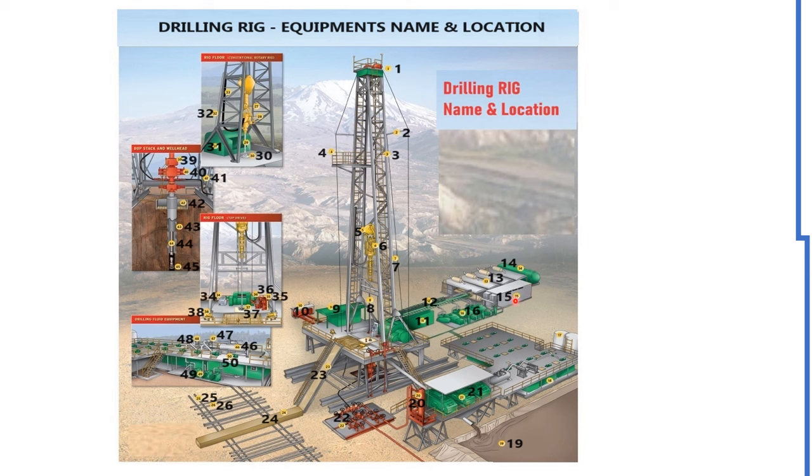Now this number 15 is electrical control house, SCR. This is SCR. Number 16 is the mud pumps. This is the mud pumps. This is the mud pump. Okay, this one is 17. 17 is bulk mud compartment tank.